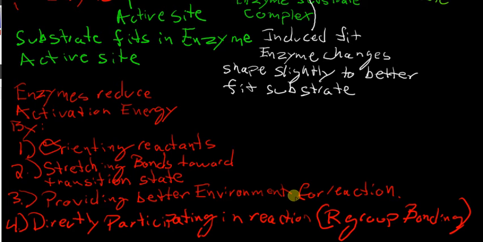So for example, maybe the active site of an enzyme has very many R groups that are acidic, and the chemical reaction that it catalyzes works better in acidic conditions. So that active site of the enzyme provides the right environment. And last, sometimes the enzyme active site will directly participate in a reaction, which means the R groups of the amino acids that make up the active site might ionically or hydrogen bond to the reactant and help it transition into products.